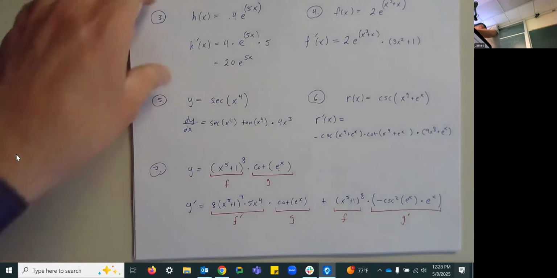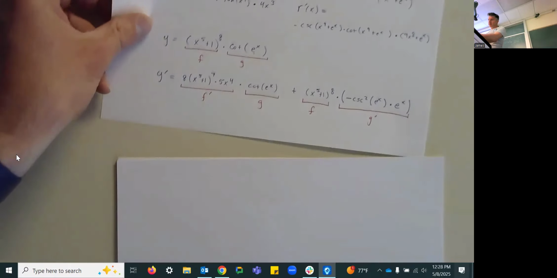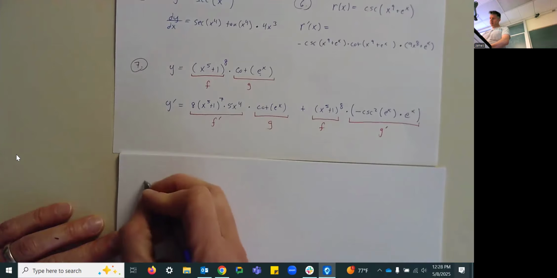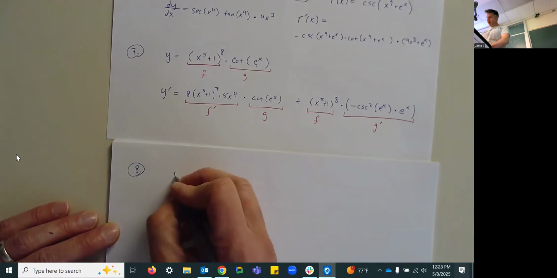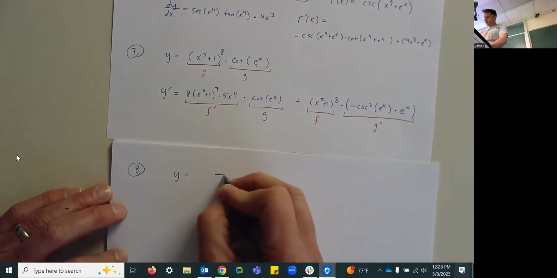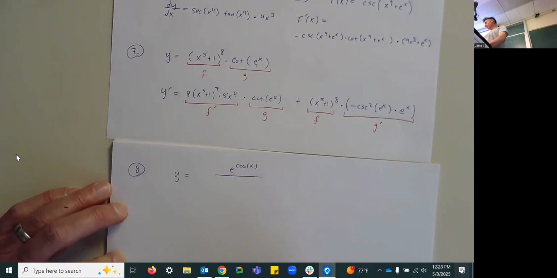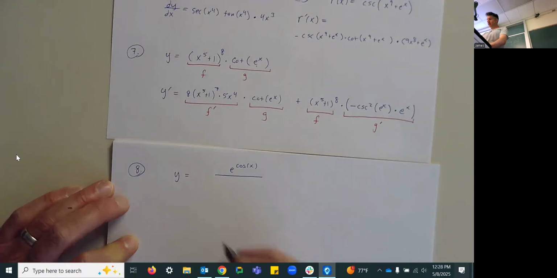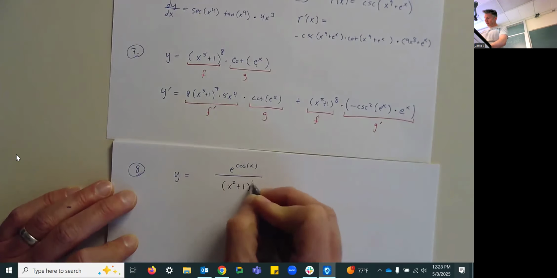So let's look at a similar-ish example. In fact, I'll have you all try this next one. Let's say our function is y equal to the quotient e to the cosine of x divided by, instead of writing the square root of x squared plus 1, I'll do you a favor and write (x squared plus 1) to the 1/2 power.